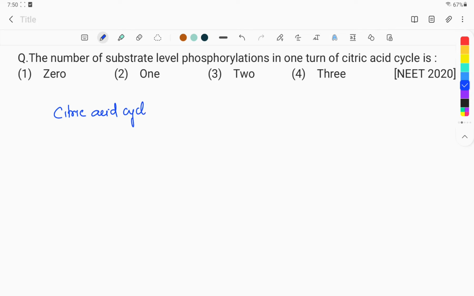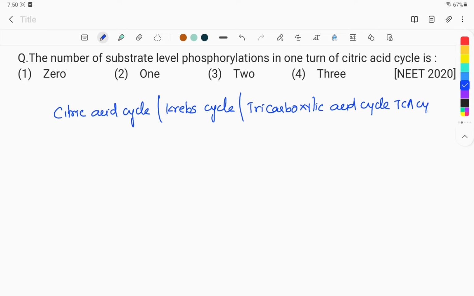It's also called the Krebs cycle because it was discovered by Sir Hans Krebs. It's also called the TCA cycle, that is the tricarboxylic acid cycle. Now, let us see what happens exactly, one after the other.